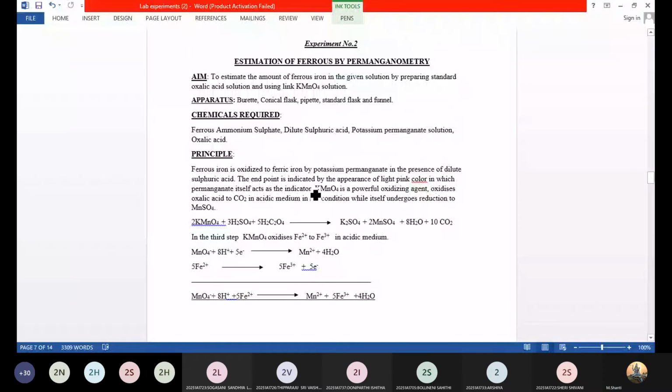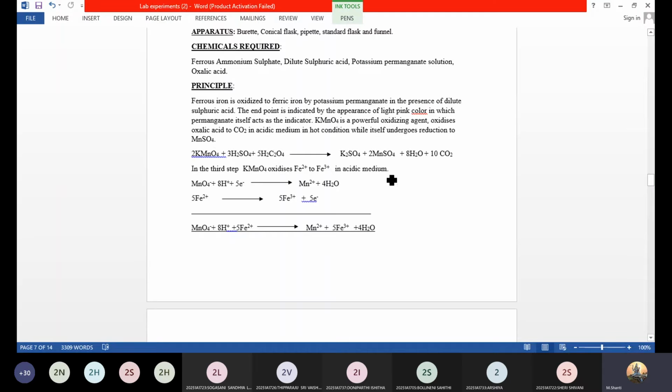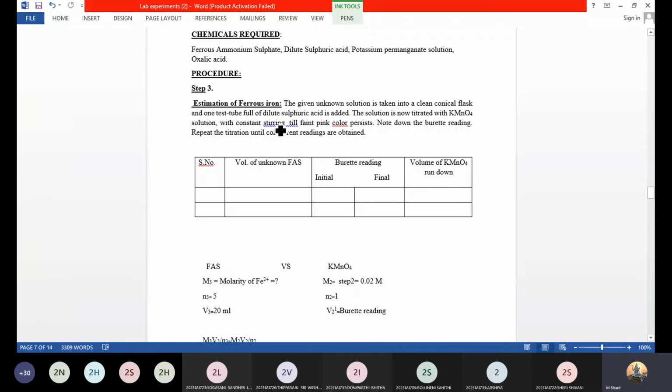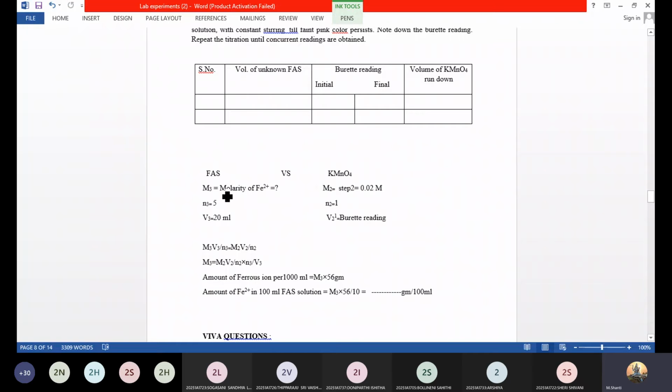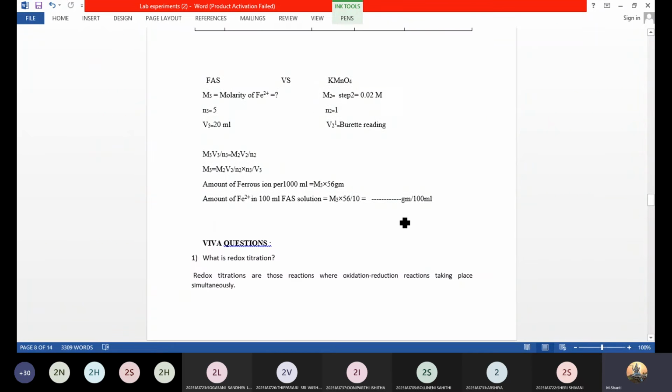Aim, which kind of experiment and principle part, and then procedure in brief. Two lines of procedure you will be writing, that's it, because you have everything only for a single step, so not much procedure is required. Then draw this tabular column, show the calculations, and finally the result.